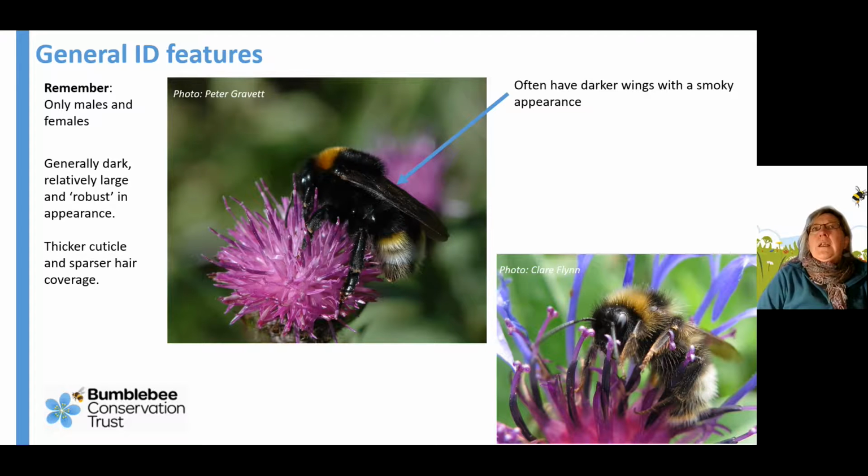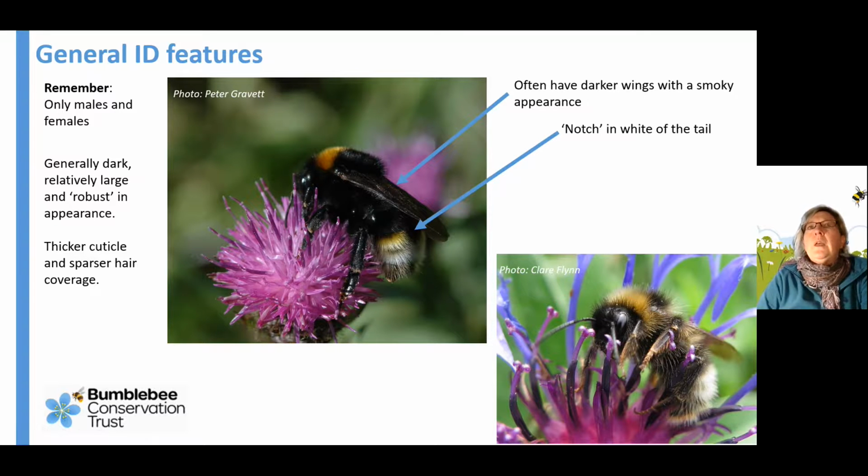So many of the cuckoo females in particular will have dark and smoky wings, in this particular individual it's very, very noticeable. Several species have a notch in the tail of black hairs, so that's quite easily distinguishable. None of the social bumblebees have that. 2 species have these yellow flashes or saddlebags at the top of the white, so that's something to look out for.